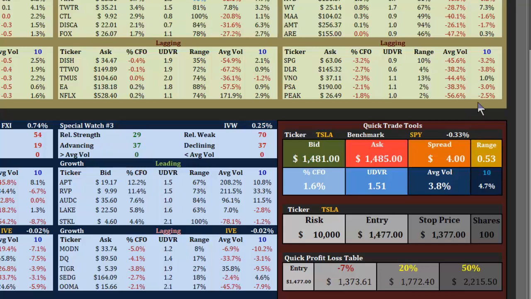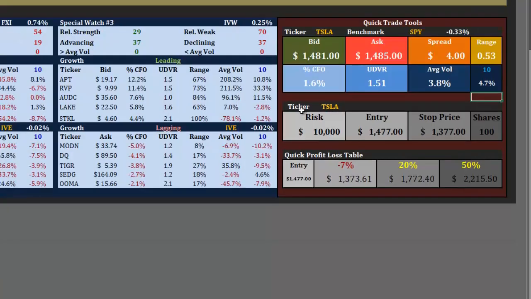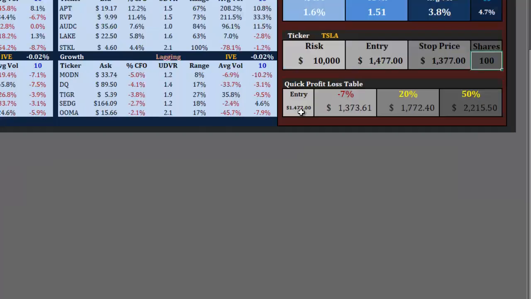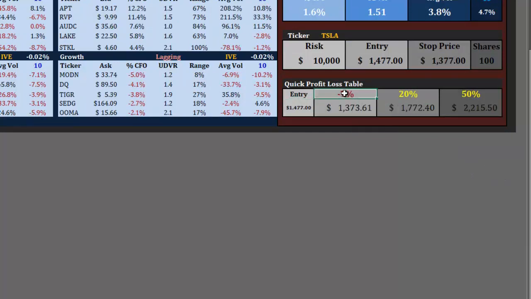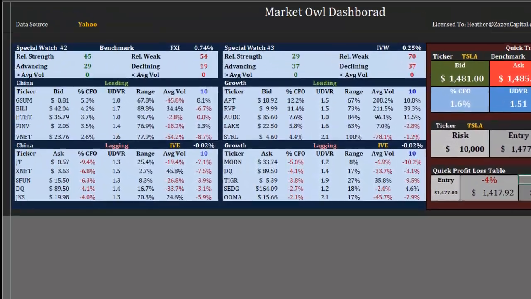Since we're in the tools section, we might as well cover that quickly. You also have a quick position size calculator here. Type in the amount you want to risk, the entry price, the stop price, and it'll tell you how many shares you can get. It also has a quick profit loss table. Jot down your entry price. You manipulate the percentage numbers. Maybe you only want to lose 4%. It'll tell you what that price is. If price drops down to 14.17, you've lost about 4%. Or you can also put in profit goals.